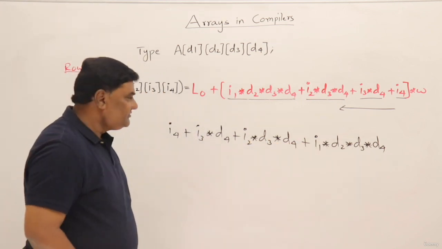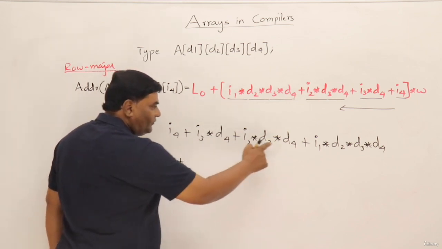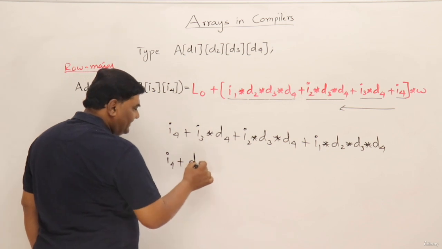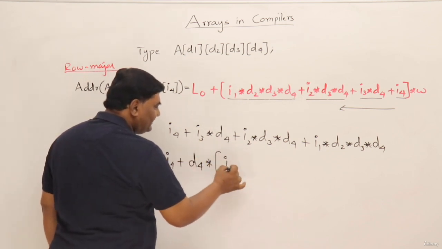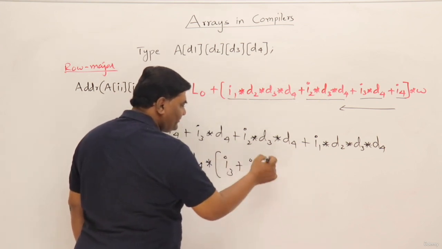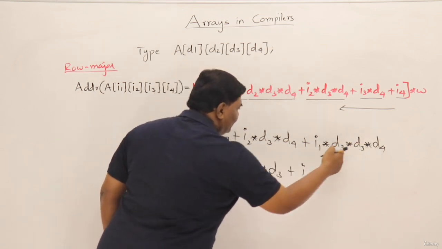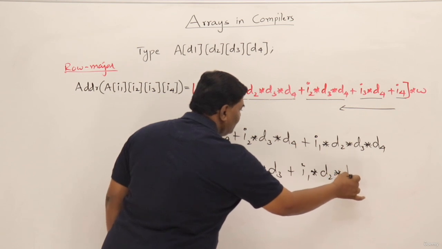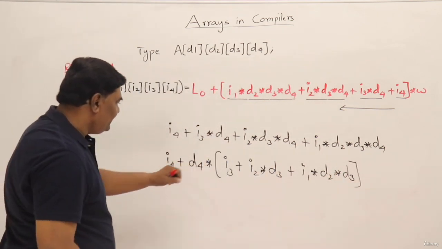Now in this, if you observe, this I4 is as it is, plus D4, D4, D4. D4 is common among all these terms. So I can write D4 multiplied by, D4 being common, I3 plus I2 into D3, plus I1 into D2 and D3. Okay, so I have taken it common. So I got one multiplication here.